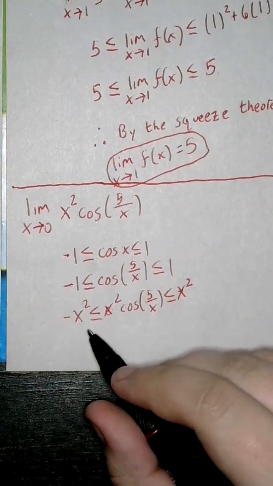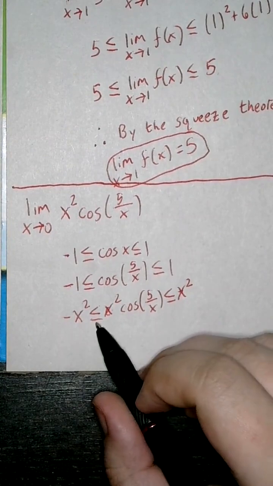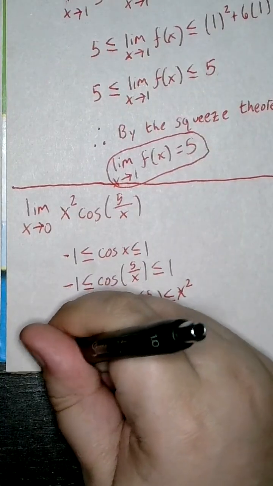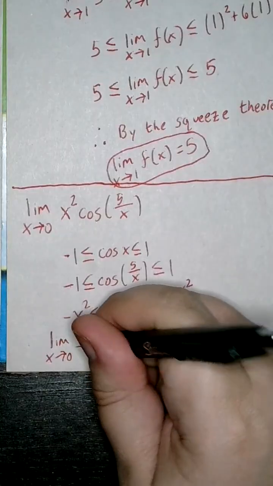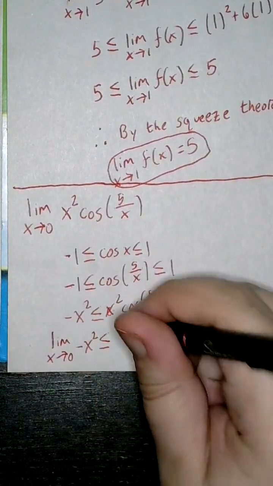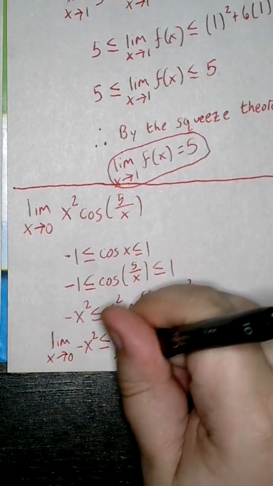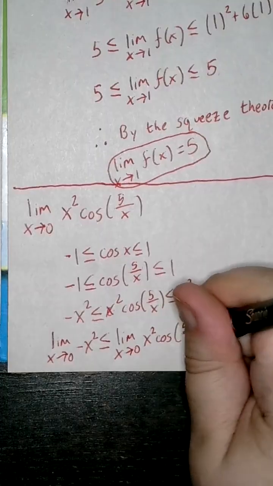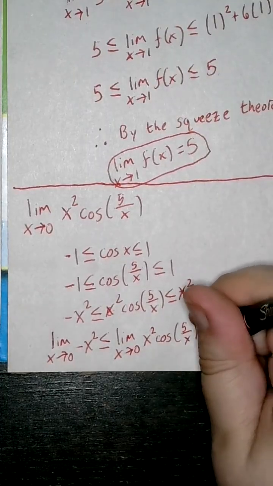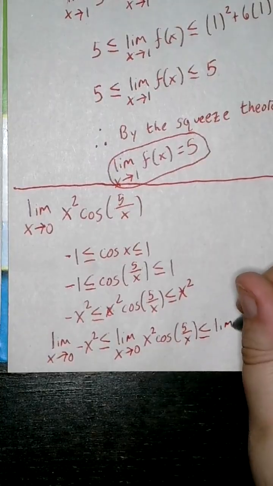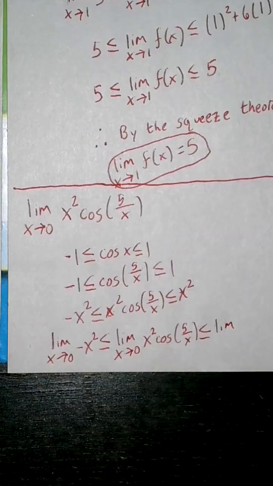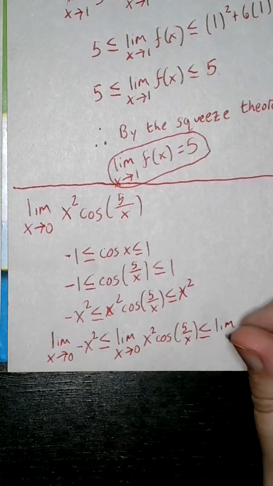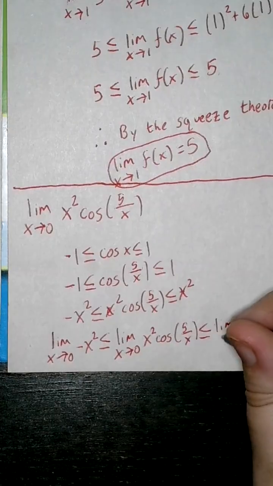So, now I'm going to go ahead and take my limit. I have the limit as x approaches 0 of negative x squared is less than or equal to the limit as x approaches 0 of x squared times cosine of 5 over x, which is less than or equal to the limit. So when would the bounds flip? Good question. My inequalities flip whenever I'm multiplying or dividing by a negative number.